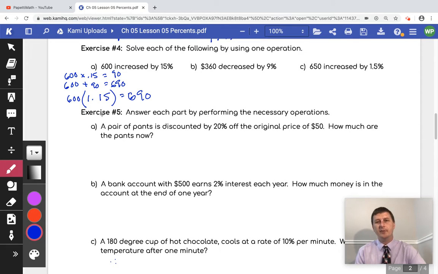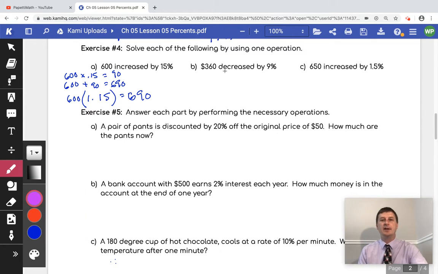But where does this come from? It's saying to take 600 and multiply it by what percent? This is 115%, because we need that 100% that we already have of 600 and then add 15% onto that. So this is really saying take what we already have, 100%, and add 15% onto it. When we multiply these two, we get to skip a step, and it makes our life a little bit easier. So here is using one operation, 600 increased by 15%.